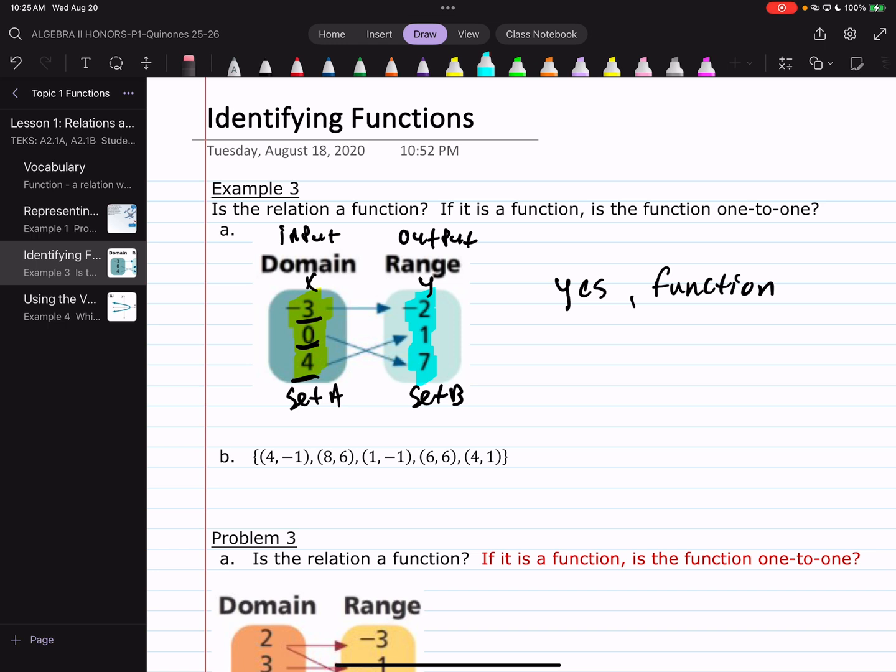If I were to put in the number -2 inside of chat, what would spit out? -3. Okay, we're good so far. What about the number 1? If I were to put it into chat, what comes out? 4. Okay, and what about 7 if I were to throw it into chat? 0. Do any of the outputs repeat then? No. So is this a 1-to-1 function?